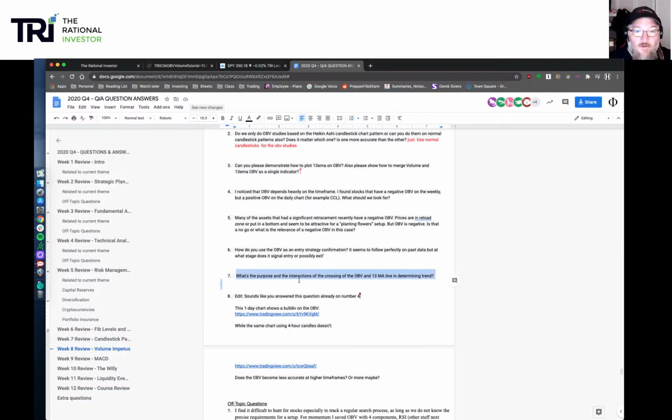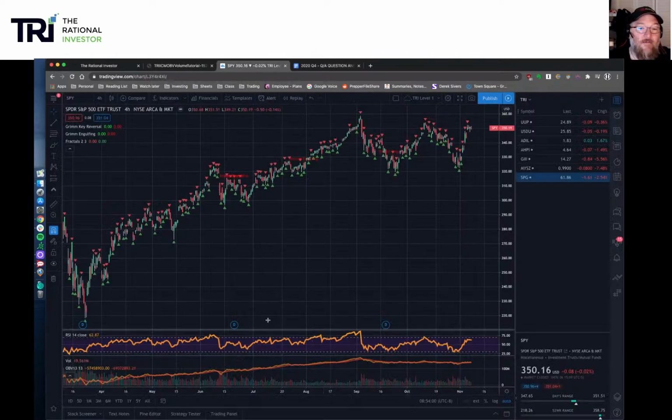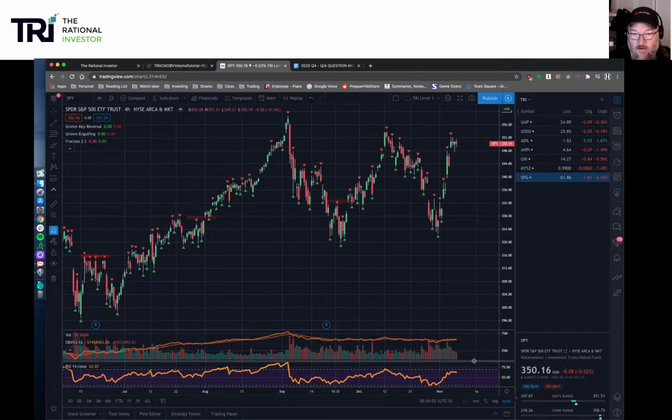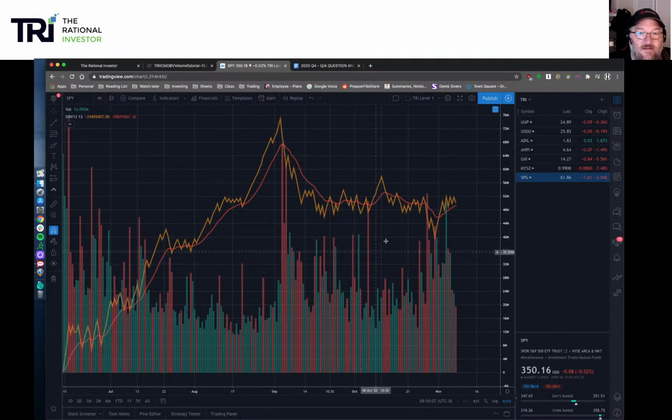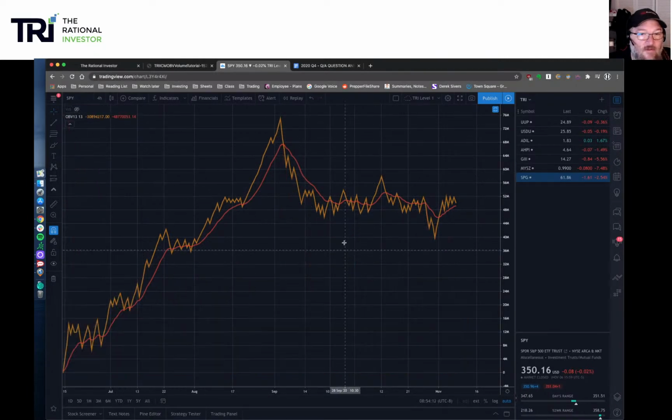What's the purpose and the interaction of crossings of the OBV and 13 EMA in determining trend? Well, what the EMA shows you is what the price movement has been like. Let me just hide volume here for now. It shows you, not necessarily price, but whatever asset the moving average is on. It's like a slowed down impact of that. The moving average shows you what the last 13 periods have been like, right?